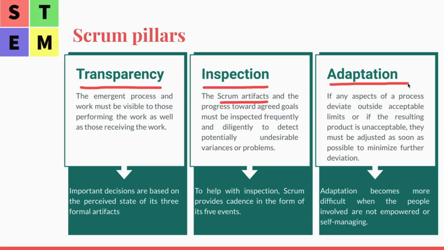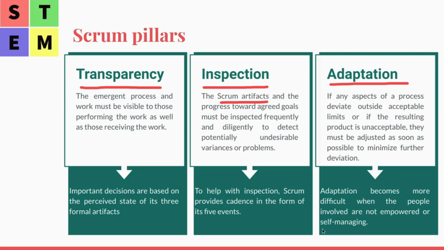And the third one, adaptation. If any aspects of a process deviate outside the acceptable limits, or if the resulting product is unacceptable, it must be adjusted as soon as possible to minimize further deviation. So there is the adaptation behind the inspection. Adaptation becomes more difficult when the people involved are not empowered or self-managing. So adaptation is based on self-management of the Scrum team.